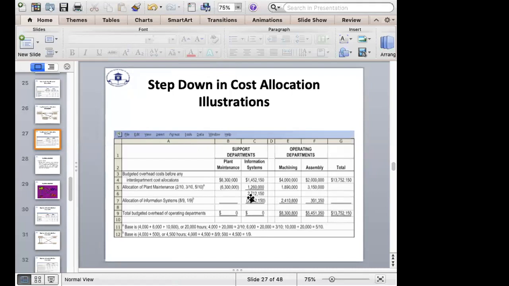301,350. So of course this number will be 0. This number will be 0. So complete allocation. Nothing left. So now this cost will be here using the step down method, and the cost of the assembly department will be this, of course, and there is no change in the total. It will remain the same. All right, so this is the way of allocating cost using the step down method.